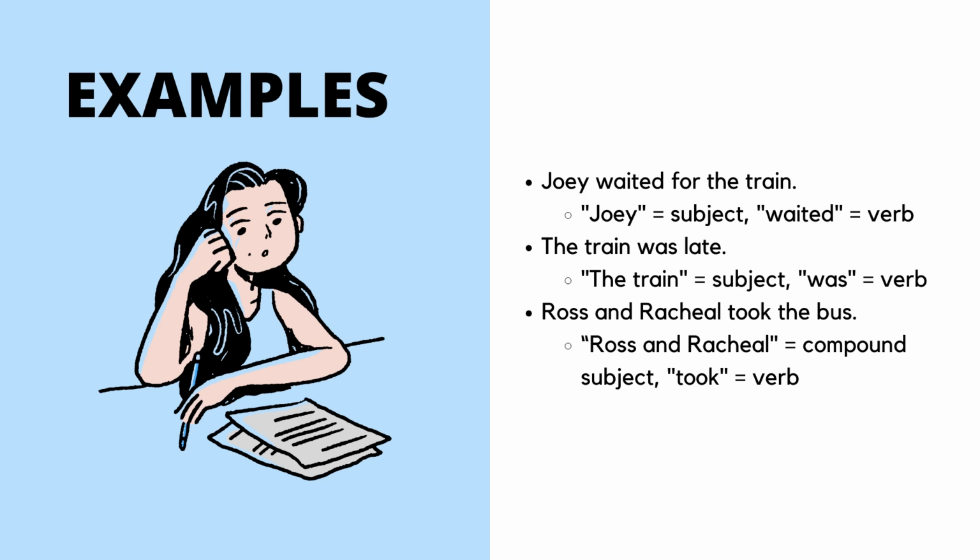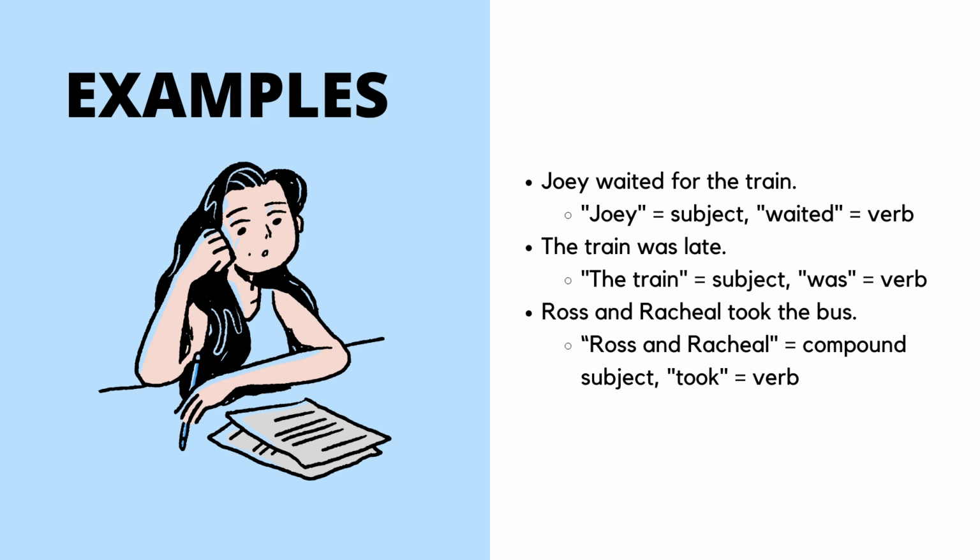Now, let us see some examples of the simple sentences. The first one is, Joe waited for the train. Here, in this sentence, Joe is the subject and waited is the verb. Moving towards the second example, the train was late. Here, in this statement, the train is the subject and was is the verb.